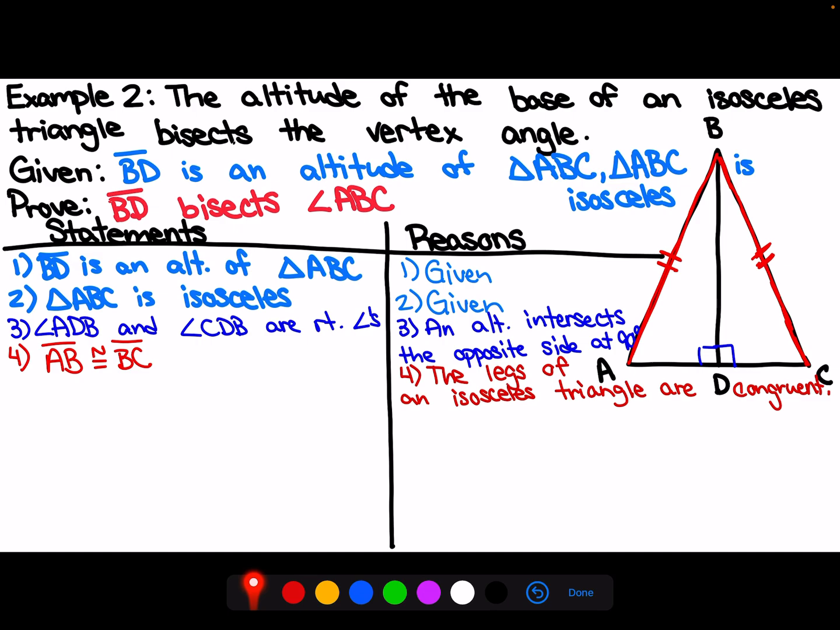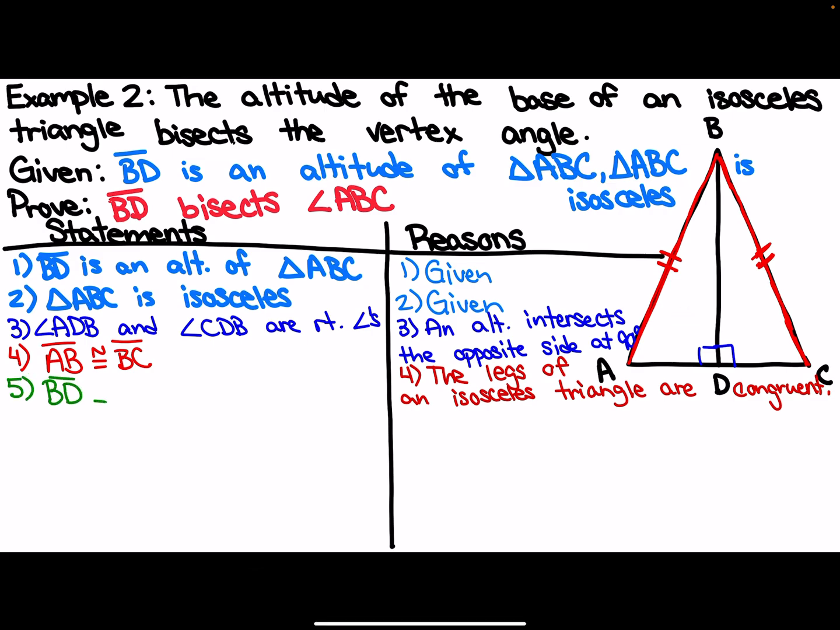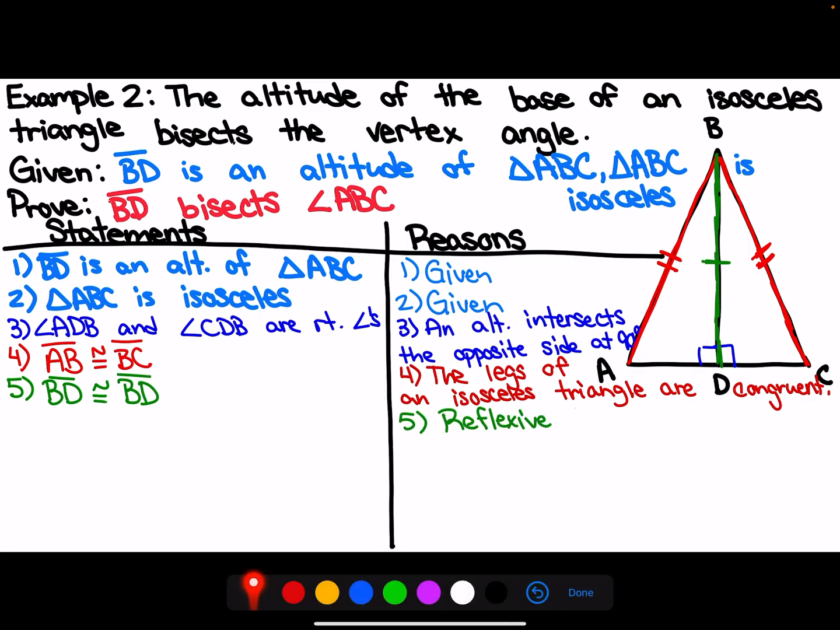From here, we're looking at these two triangles, triangle ABD and triangle CBD. With these two triangles, is there anything that they share? Well, yes, they both share segment BD. So BD is congruent to BD by the reflexive property. If that's the case, we now should have enough information to prove that the two triangles are congruent.